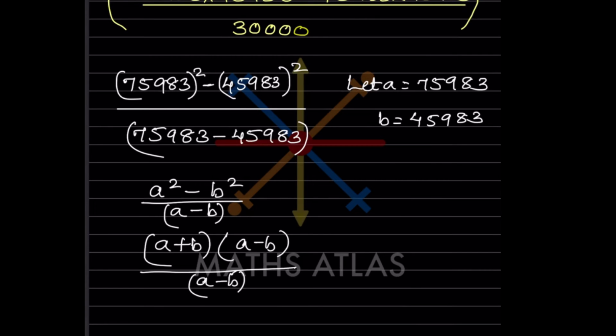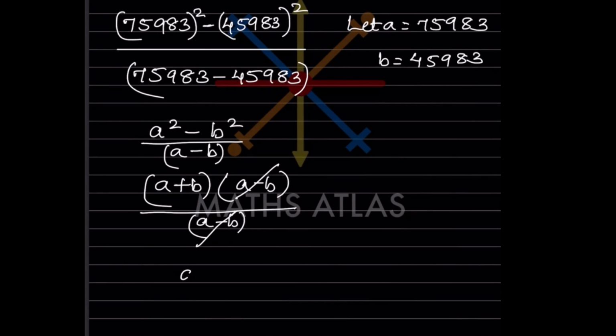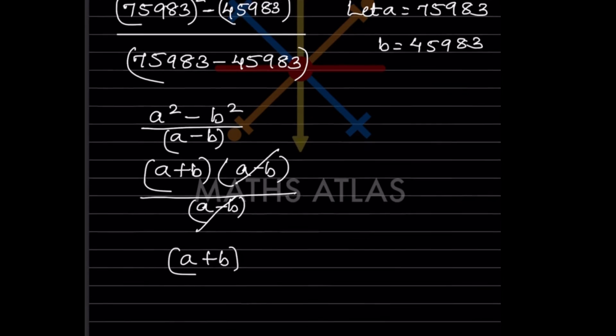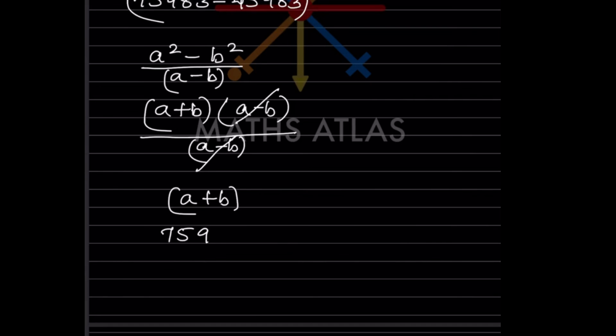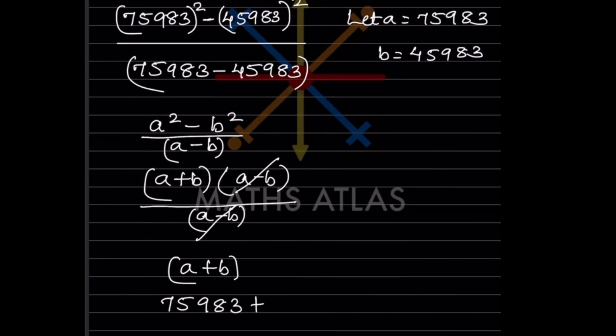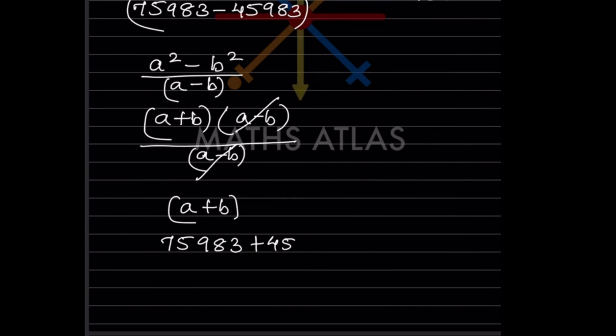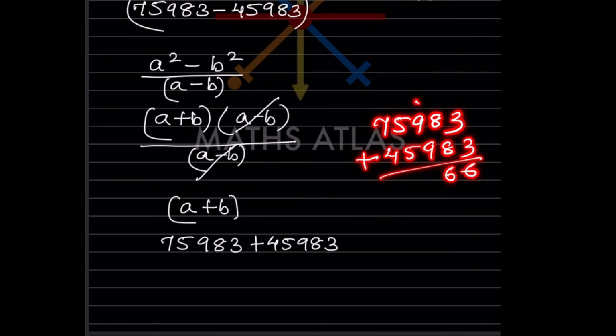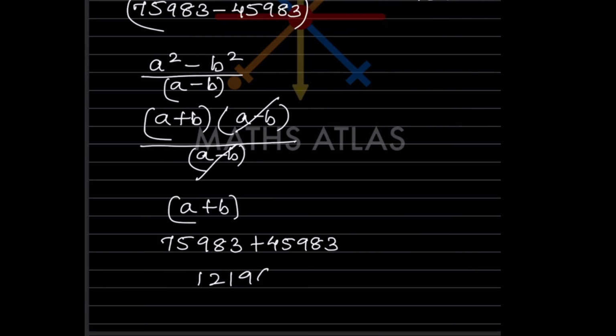So now what happens here? This and this get cut, so what remains is a plus b. We have considered A as 75983, so let us write that: 75983 plus 45983. When you add these both, let us add and see what we get. So this should be 6, so that will be 19, 121966. So this is the answer.